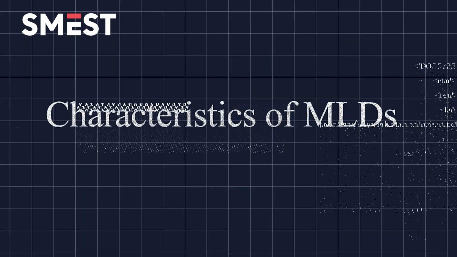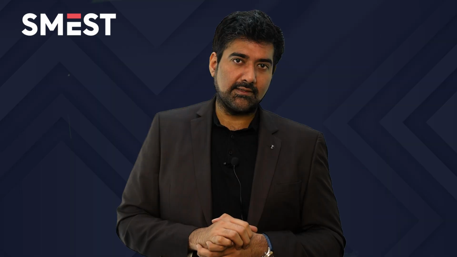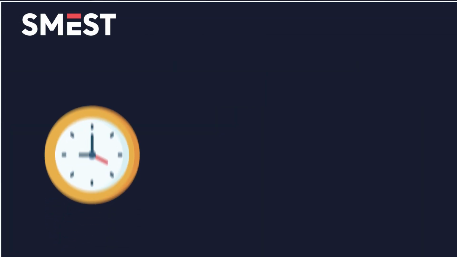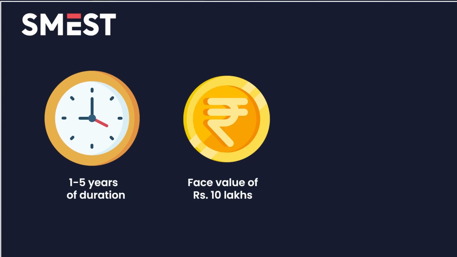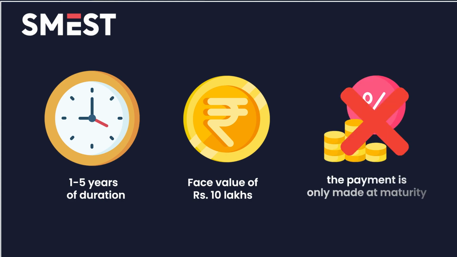Now let's jump right into the characteristics of MLDs. First, they typically have a duration of 1 to 5 years when they are issued. They usually come at a face value of rupees 10 lakhs. Next, MLDs do not provide fixed returns. The payment is only made at maturity.